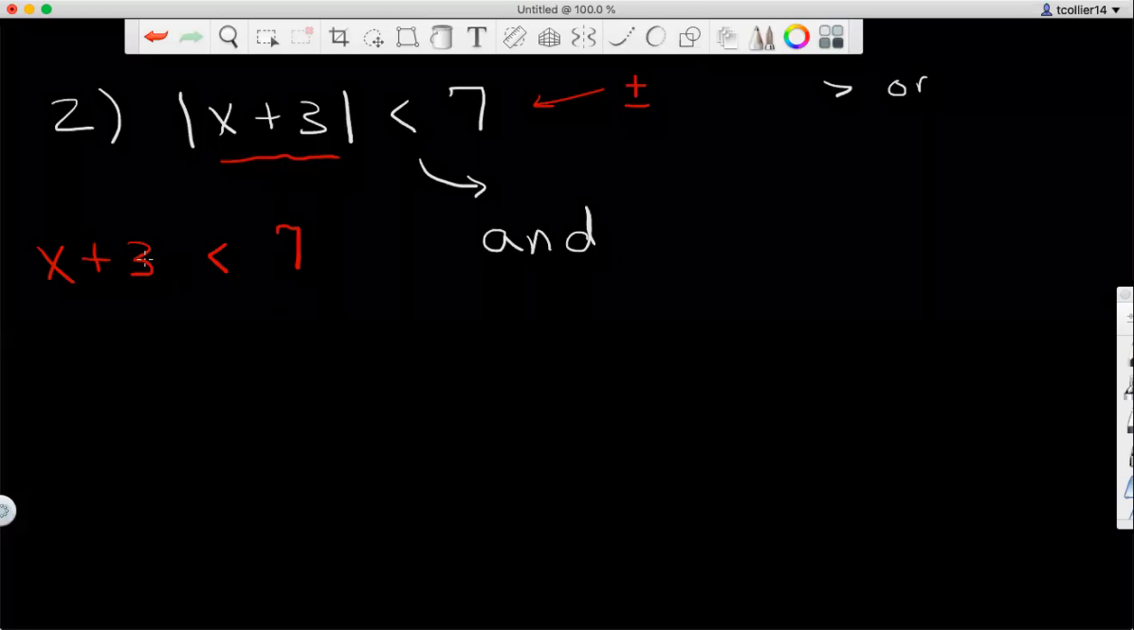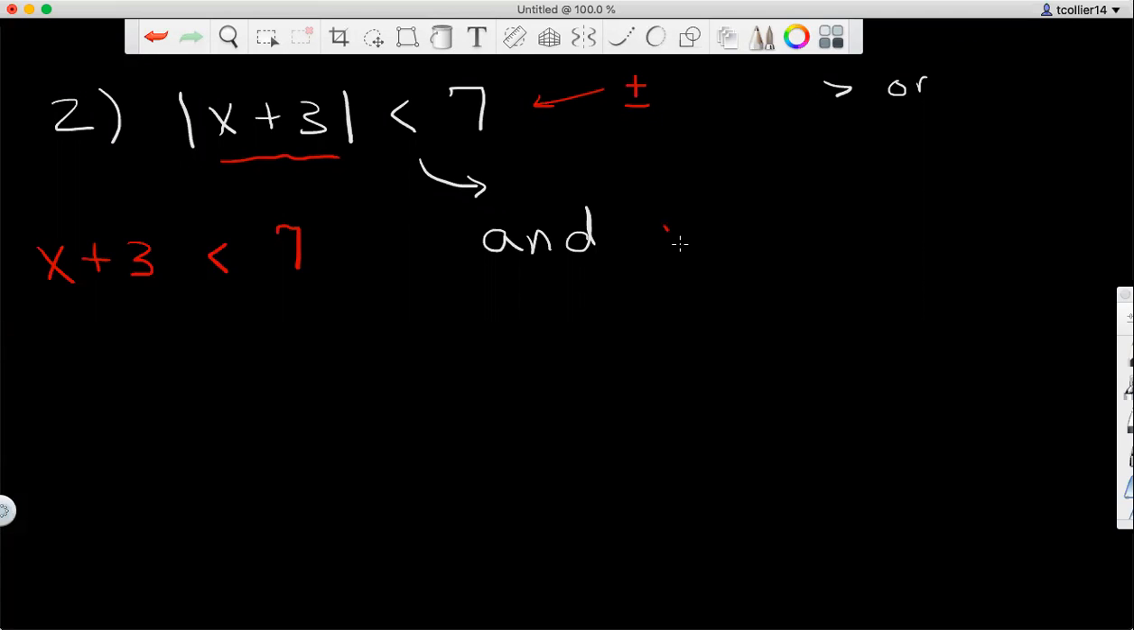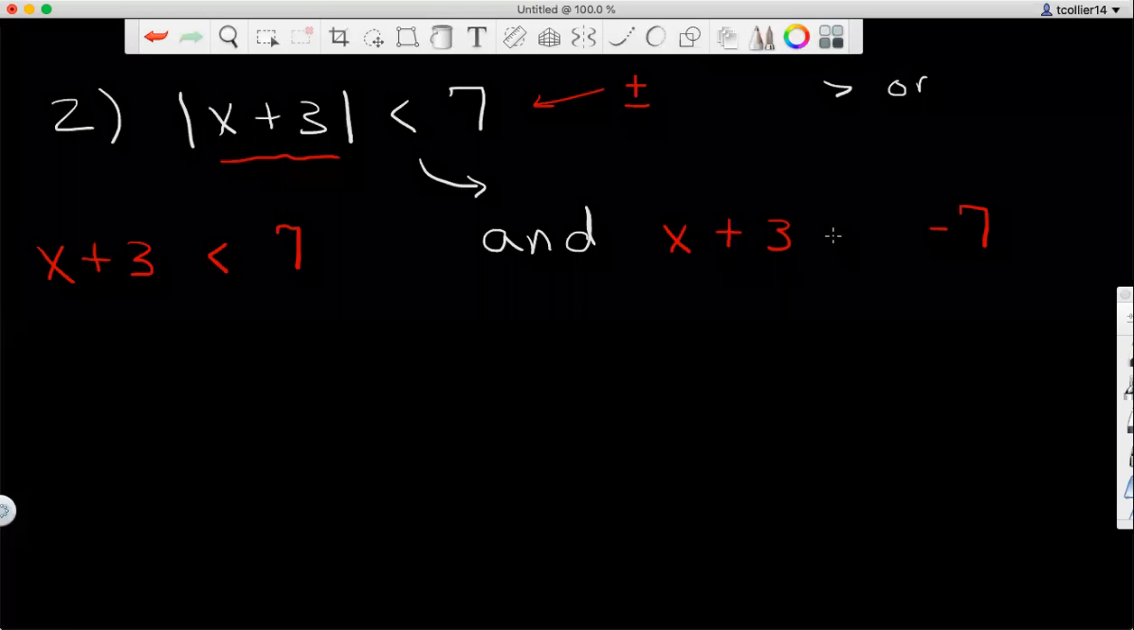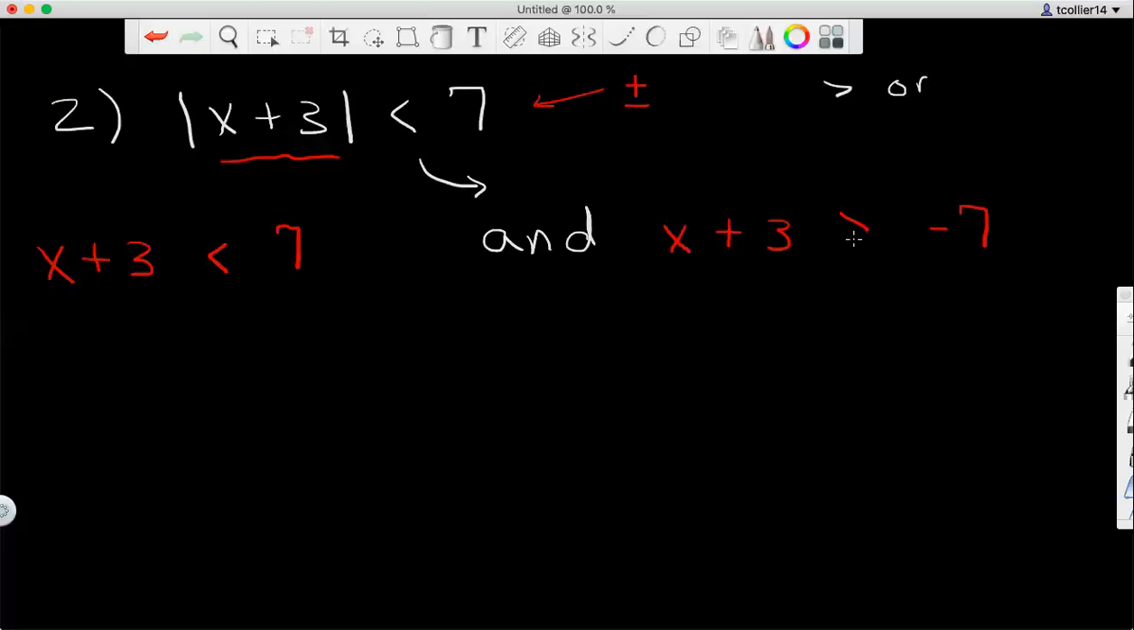So now for the x plus 3, that's going to stay the same. So that's going to remain the exact same. And what I'm going to do is I'm going to put a negative 7 over here, and I'm going to switch the sign from being a less than to a greater than. So all I'm doing is I'm flipping the sign around. So the main two differences is I changed the sign of the inequality from a less than to a greater than, and then the 7 is going to be a negative 7 over here.